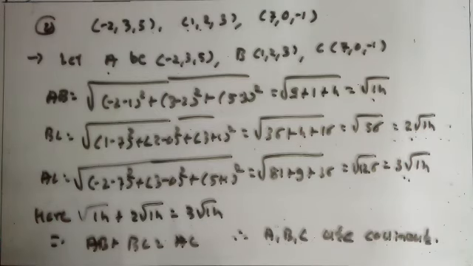Same, question number 2. Show that the given vertices are vertices of a right angle triangle. In this case, first we find AB square, then BC square, then AC square, and we find that the sum of squares of two sides is equal to the square of the third side. So we say that triangle ABC is a right triangle using Pythagoras theorem.